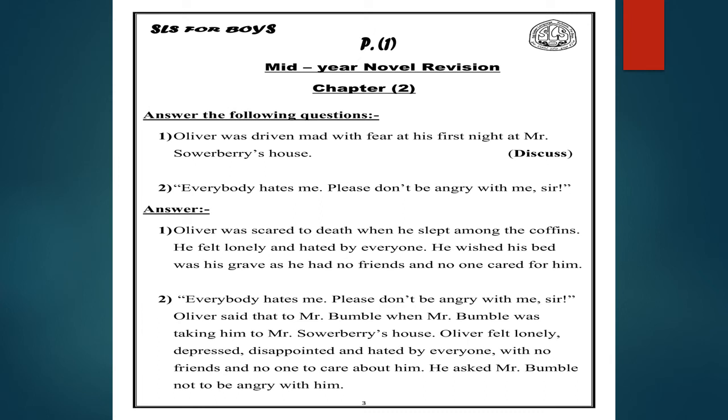Question 2, a quotation. Everybody hates me. Please don't be angry with me, sir. The answer. Oliver said that to Mr. Bumble. When Mr. Bumble was taking him to Mr. Sowerberry's house, Oliver felt lonely, depressed, disappointed, and hated by everyone. With no friends and no one to care about him, he asked Mr. Bumble not to be angry with him.